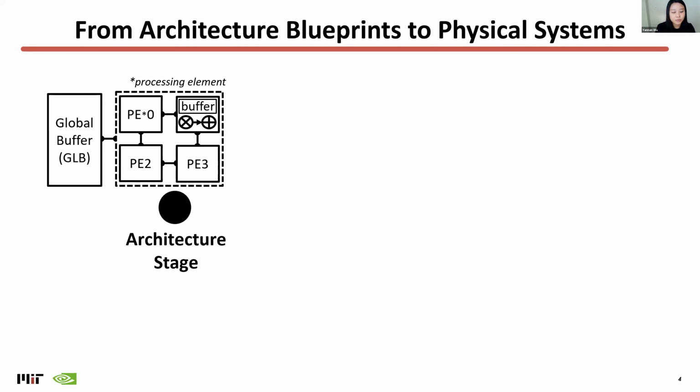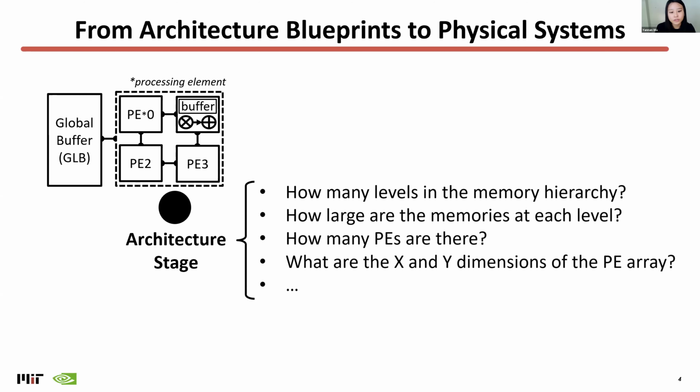Here we're showing a very simple general deep neural network accelerator architecture, which contains an on-chip global buffer and an array of processing elements, each of which is responsible for both locally storing data and performing multiply accumulation computations. So at this architecture stage, we tend to ask very high-level questions. For example, how many levels are there in our memory hierarchy, and how large are each of these levels? And specifically for the deep neural network accelerator, how many PEs do we want to have to meet the compute requirement, and how do we want to design them in terms of X and Y dimensions?